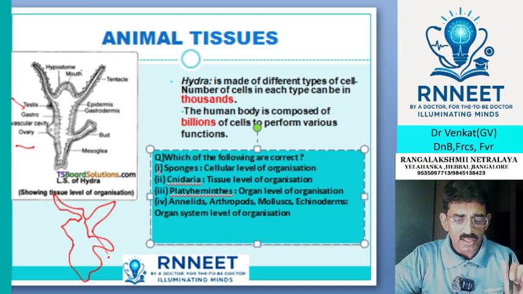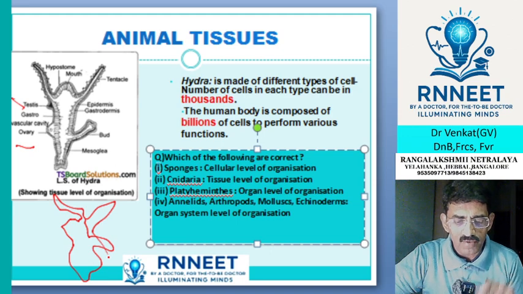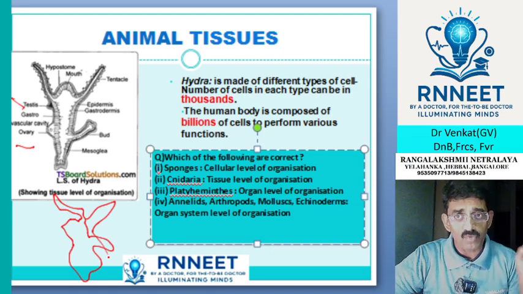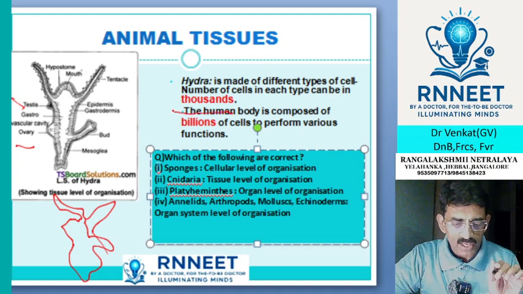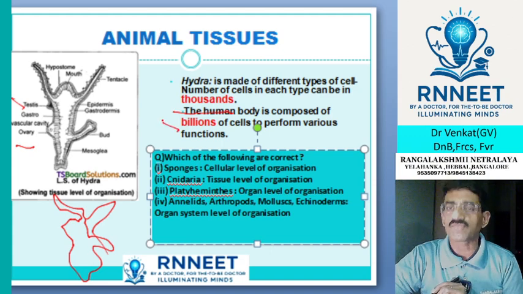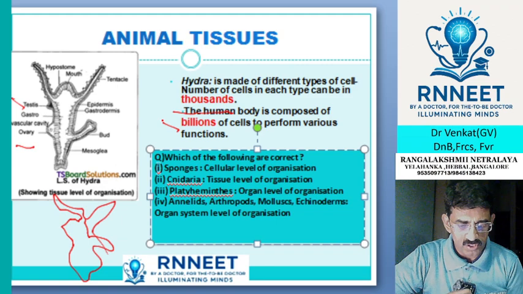There is a very classic important thing you need to remember here, that NCERT gives these words: the number of cells present in each type of tissue could be of the order of thousands. So remember this word, thousands, in Hydra. Whereas the human body is composed of billions of cells. How many? Billions of cells which perform various functions.